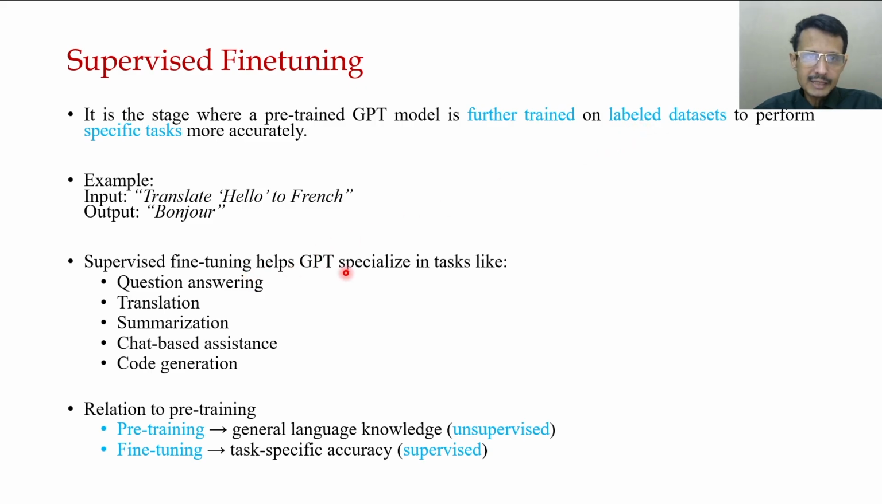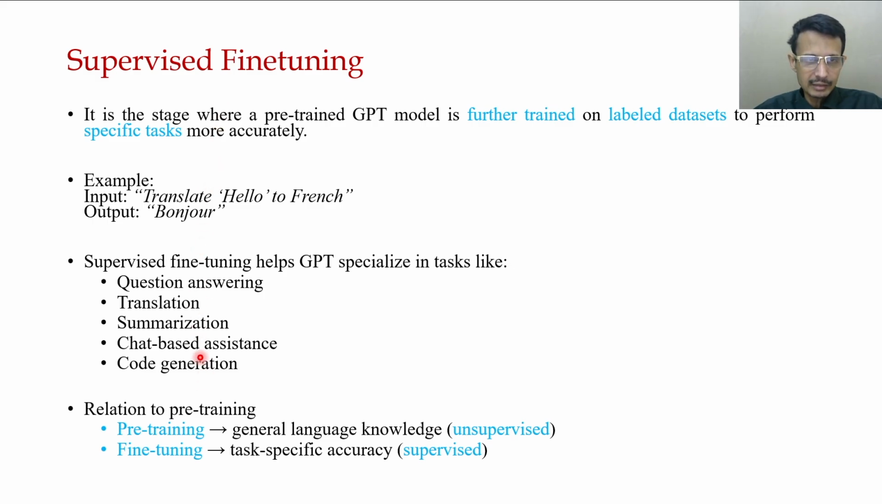So what are the specialized tasks this GPT can perform in this way? This is question answering, then translation, that means machine translation, one sentence in a particular language to another language, text summarization, chat-based assistance, chatbot conversations, code generation, etc.